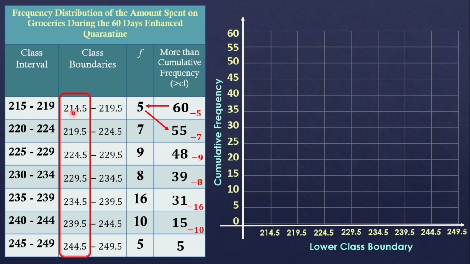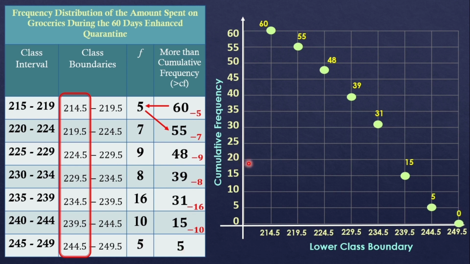So for 214.5, our more than cumulative frequency is 60. For 219.5, we have 55. For 224.5, that is 48. For 229.5, we have 39. For 234.5, we have 31. For 239.5, we have 15. For 244.5, we have 5. And of course, this is 0.